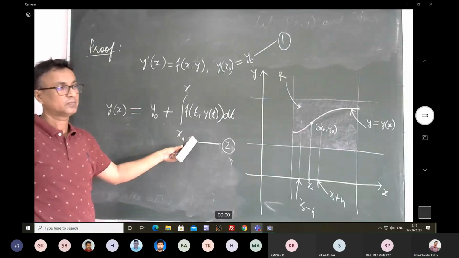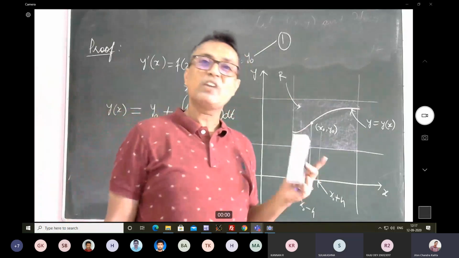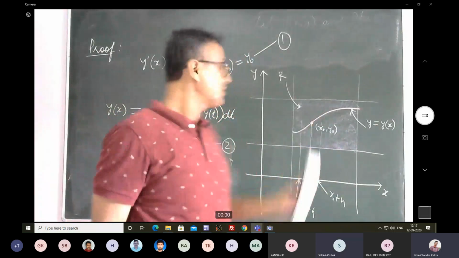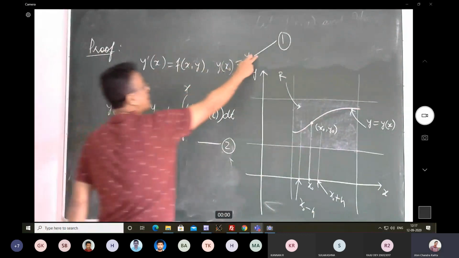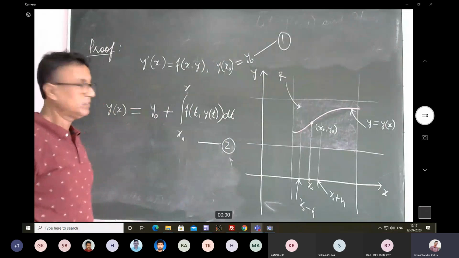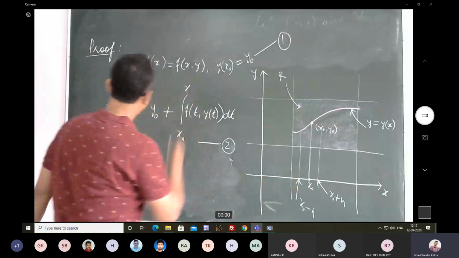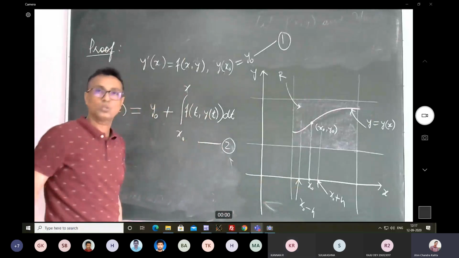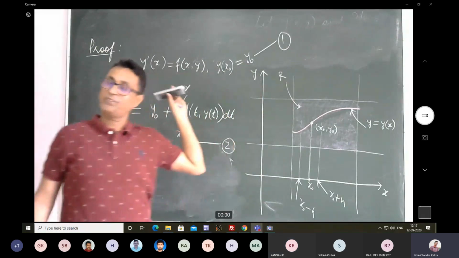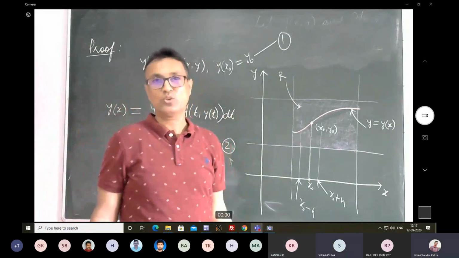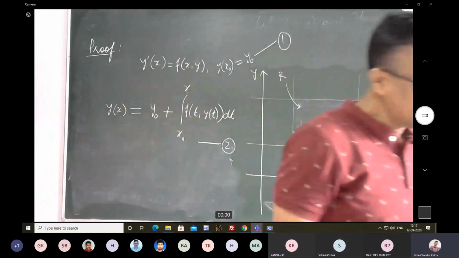Is it okay? Yes, sir. Fine, because we have already proved the equivalence of those two statements. So now in order to prove that the equation 1 has a unique solution in the rectangle R under the prescribed condition, if we can prove that equation 2 has a unique solution in the rectangle R, then our job is done. That is exactly what we are going to do.